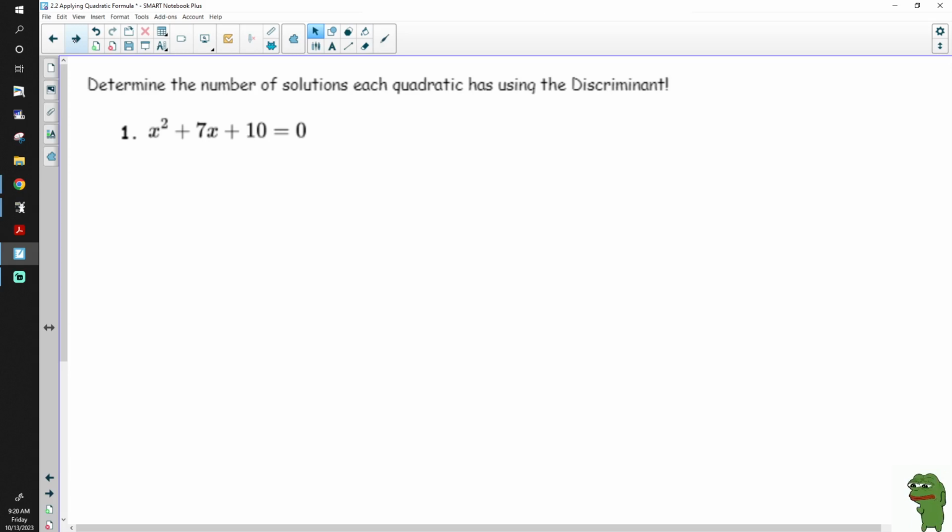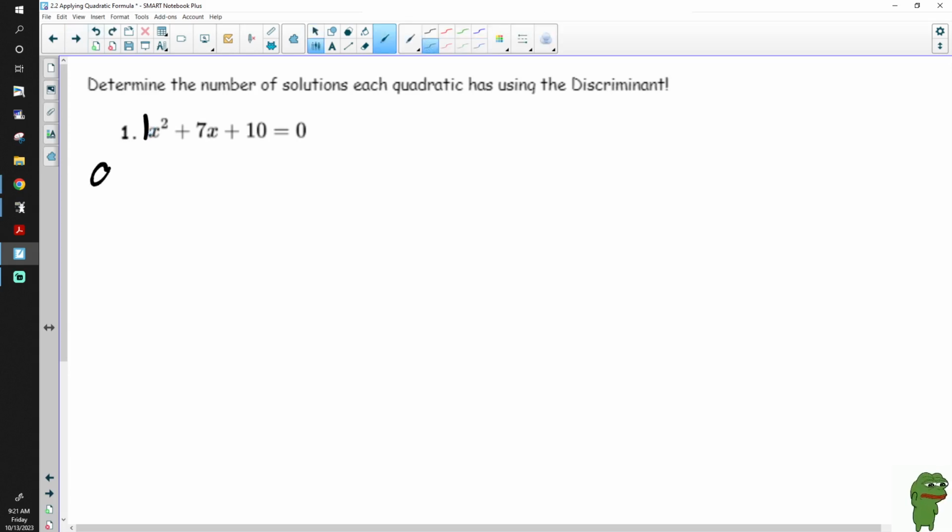So, number 1. You first check, is the quadratic equal to 0? Yes. Is it in order? Does it go x squared, x, and then normal number? Yes. So we can just figure out what a, b, and c is. What number is in front of this x squared? 1. Oop.